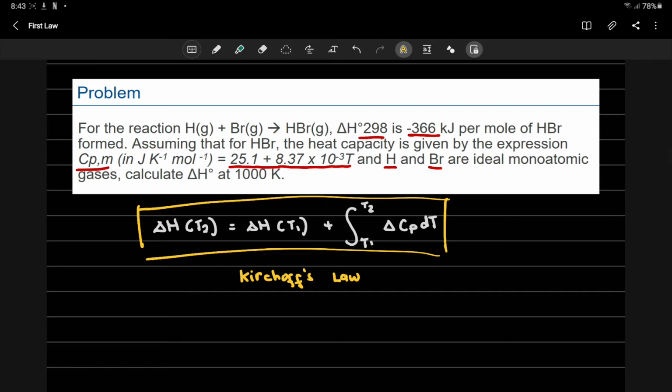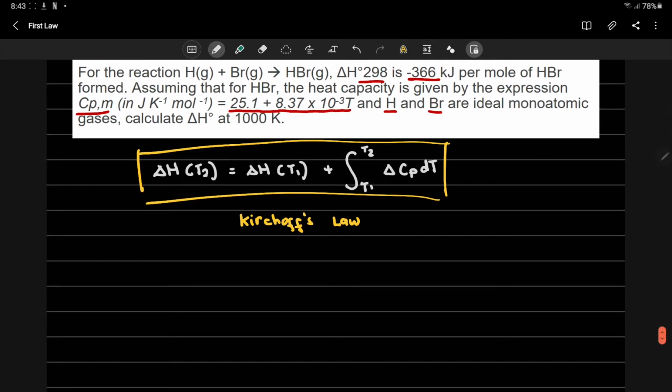So, meron tayong hinahanap na enthalpy at 1000 degrees Celsius or rather Kelvin. So, equal daw siya sa given na enthalpy, and ang given sa problem is enthalpy at 298 Kelvin. Okay. Plus integral from 298 to 1000 Kelvin of delta Cp dT.